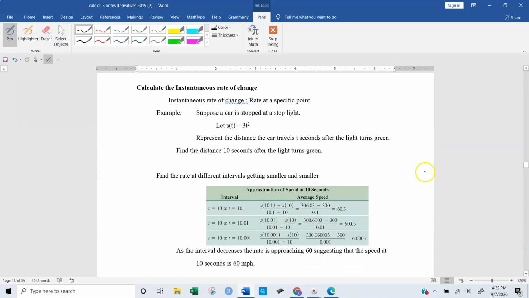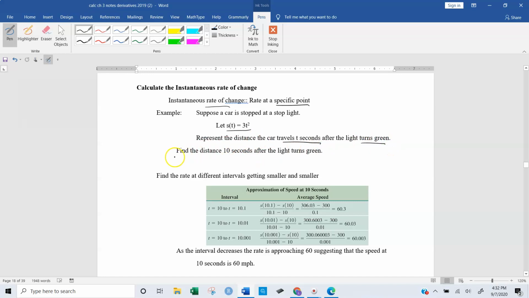Okay, instantaneous rate of change. So this is the rate of change at a very specific point. All right, so this is generally a line. We're going to make a tangent when we get there. Now, suppose a car is stopped at a stoplight. Let s of t equal 3t squared. Now, it represents the distance the car travels t seconds after the light turns green.